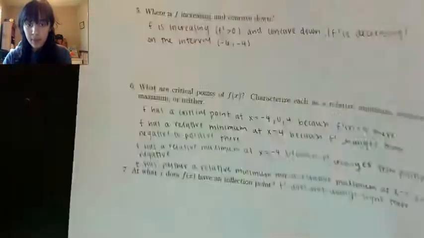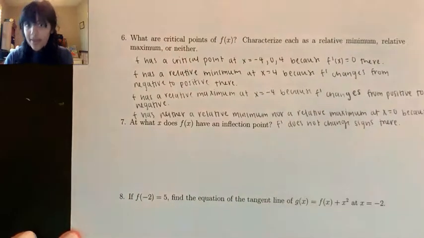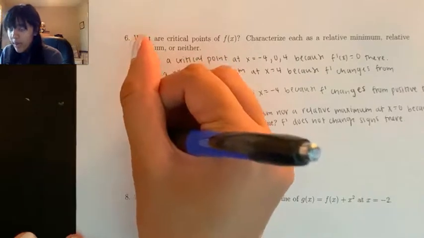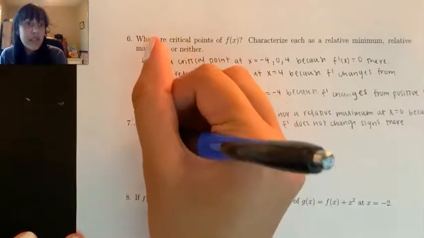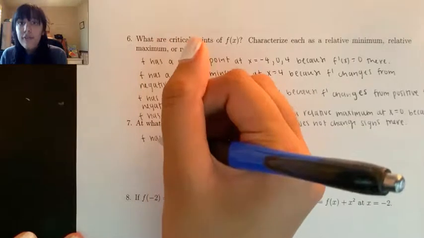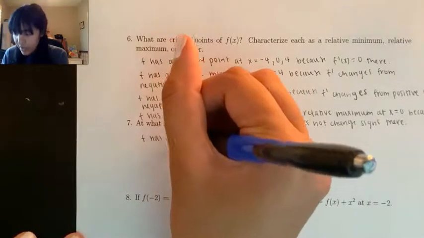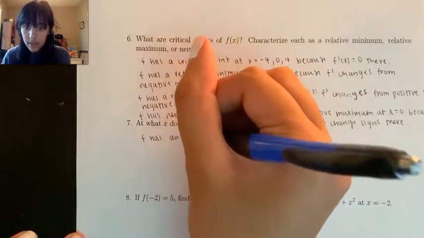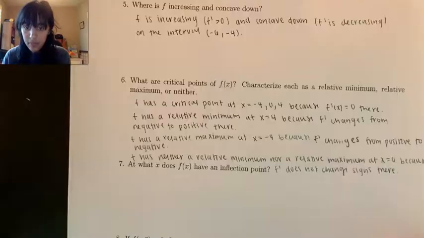Okay, now question 7. At what x does f of x have an inflection point? An inflection point is when f prime goes from increasing to decreasing or from decreasing to increasing. So let's get a picture of the graph again.